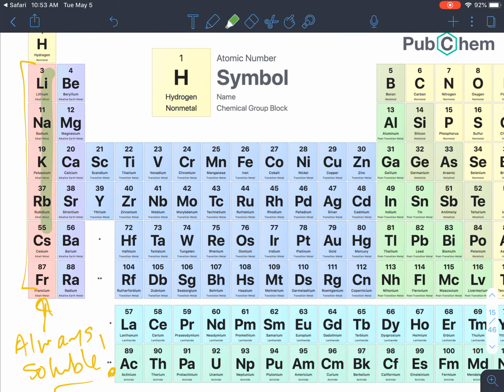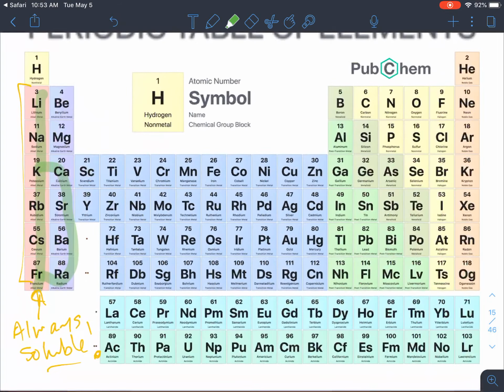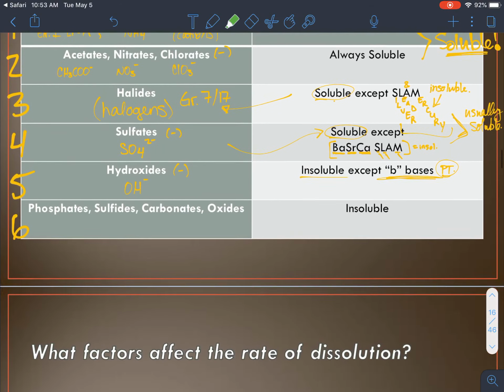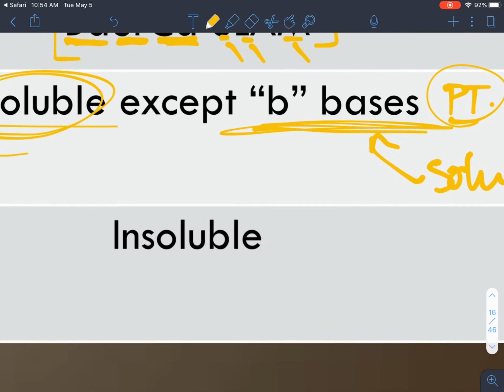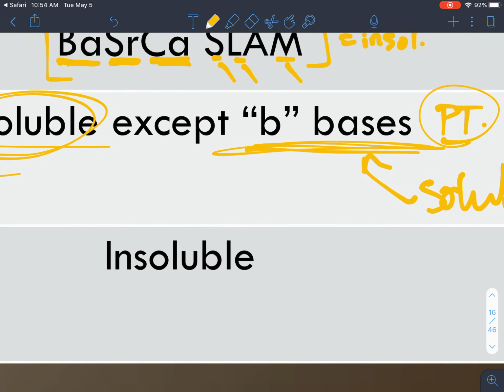Okay, and I'll draw a little B there. All right, those are the B bases. If something has a B base as the cation, then it is soluble. Okay, the B bases would be soluble. Anything else is insoluble. So if you'd like to write it on your table here, because again, this will be very helpful for your testing quizzes. Your B bases are lithium through francium, and then calcium through radium.